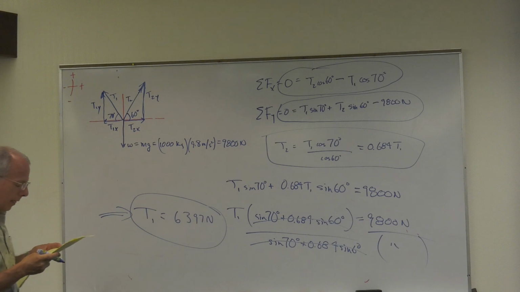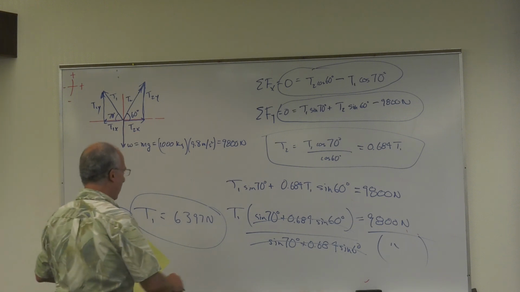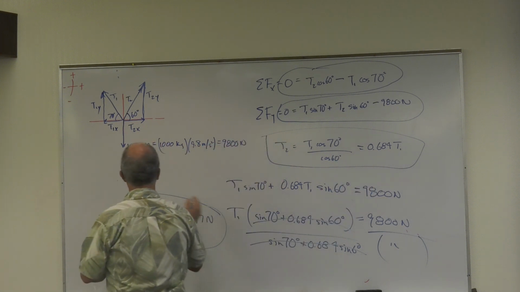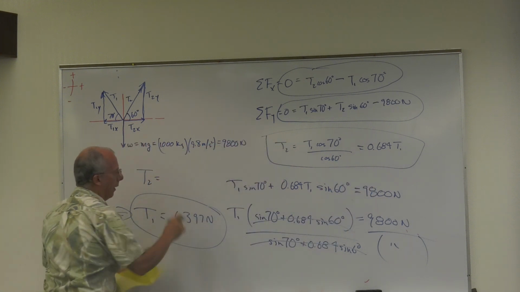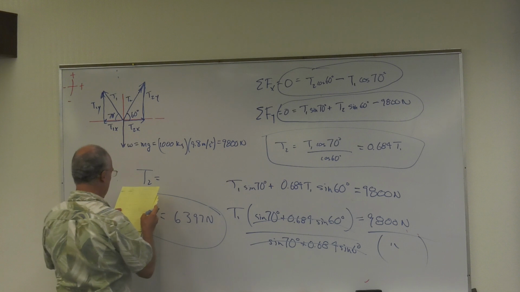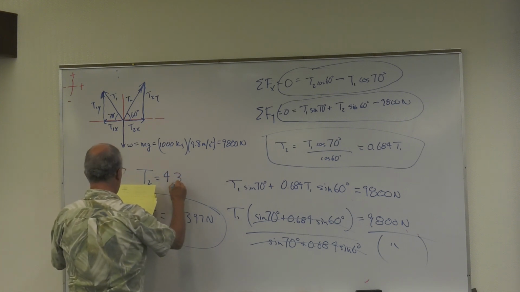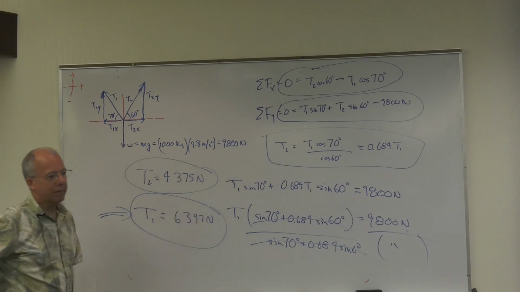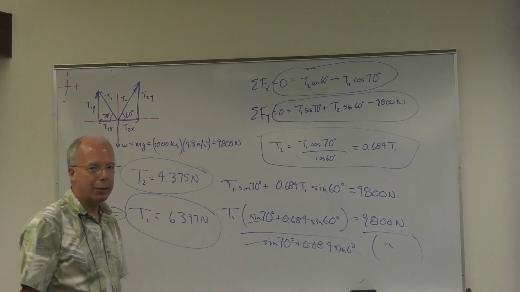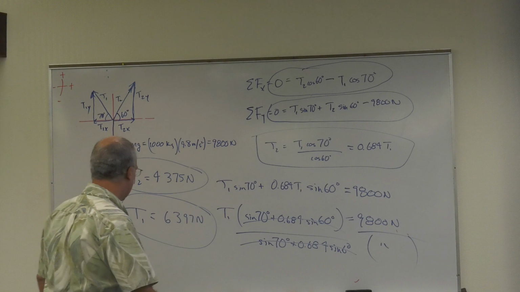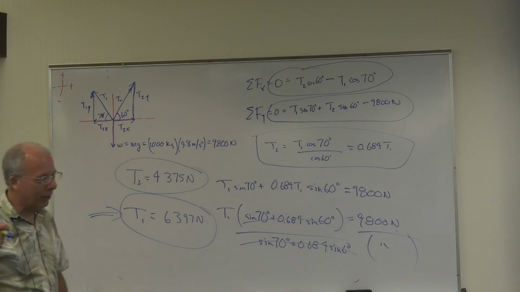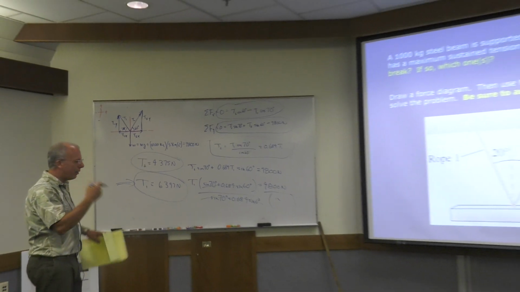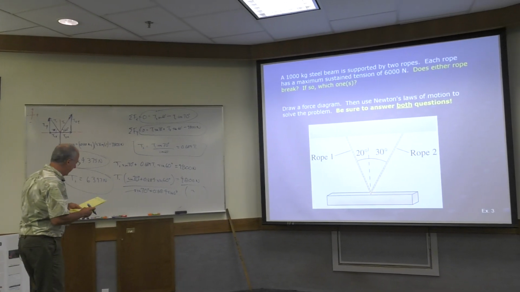Okay. And then you get T2. So T2 is just 0.684 times T1. So you plug that in, and T2 comes out to be 4,375 newtons. All right. So if you're a robot, you stop right here. Hopefully you're not a robot, you're a physics student. So now you have to read the question or look at the question again and think about it.